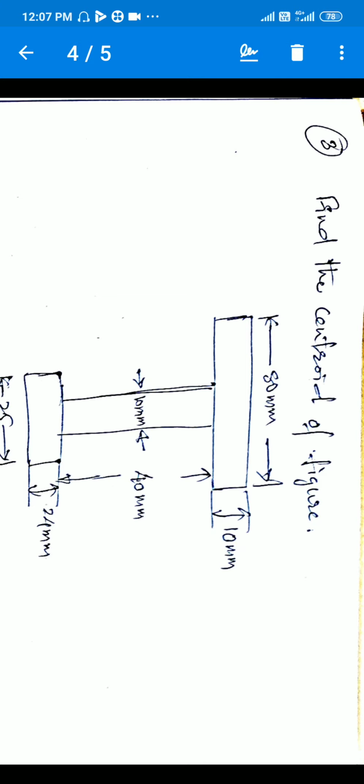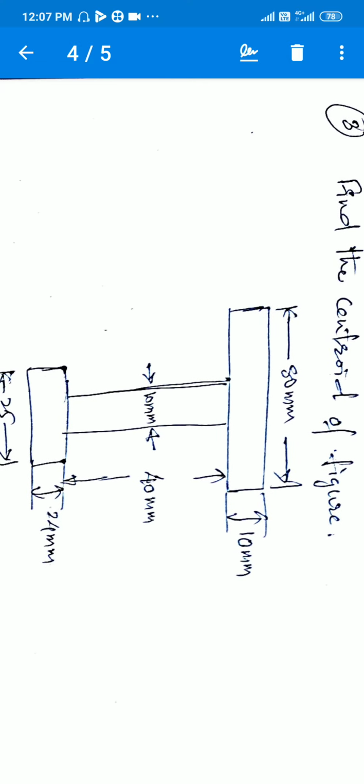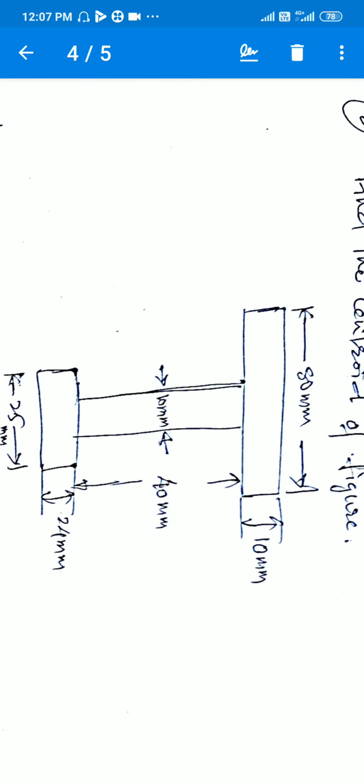So next problem, we will calculate the centroid of a T section. Okay, not T section, it is an I section. The question is: find the centroid of the figure shown. When you see the diagram, it is like an I section, but an unsymmetrical I section, because both the flanges have different dimensions. The web is okay.